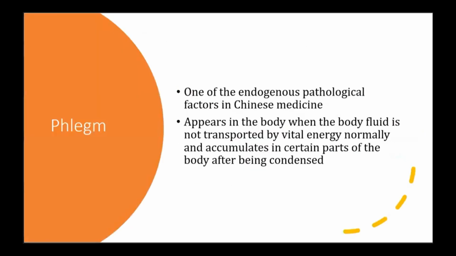So what's phlegm? It's an endogenous pathological factor, appears in the body when the body fluid is not transported by vital energy normally, and accumulates in certain parts of the body after being condensed. It can be visible, like phlegm, we can see it, but it's also invisible. It's inside the body, you don't see it. We can see it in the blood work, though. When you see high sugar levels, you see high lipid levels, you see lipoproteins, you see all kinds of things start to show up. That's how it manifests.